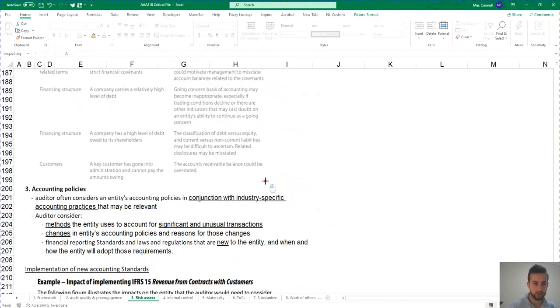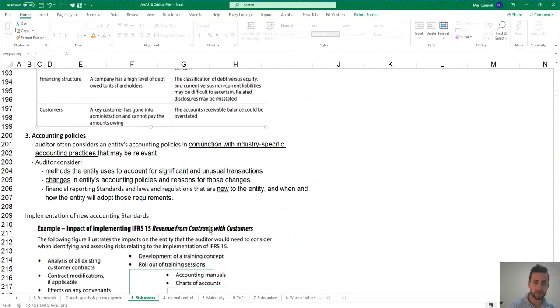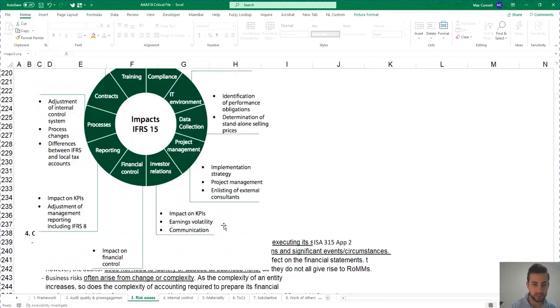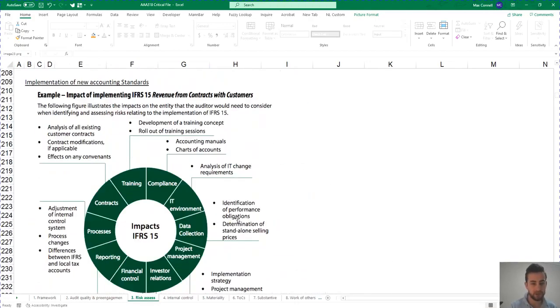Okay, so let's move on to the third one, which is accounting policies. The auditor needs to consider the methods the entity uses to account for significant and unusual transactions, changes in the entity's accounting policies and reasons for those changes, and finally, the financial reporting standards and laws and regulations that are new to the entity and how the entity will adopt those requirements. So the most important one probably that will come up a lot is IFRS 15. This is the new revenue standard, and they've also got the lease standards as well.